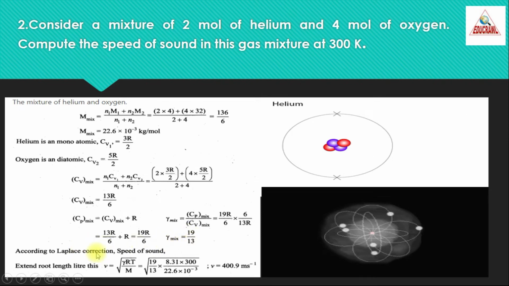Now we have to include the Laplace correction also in the speed of the sound. So the value of velocity is equal to square root of gamma into RT divided by M. Substituting the values, we get square root of 19 by 13 into 8.31, which is the R value, into 300, which is the T value, the whole divided by the total molecular mass, which is 22.6 into 10 power minus 3. Simplifying, we get the velocity as 400.9 meter per second.